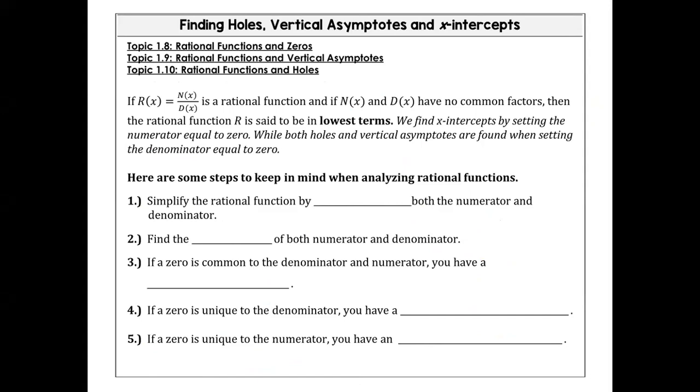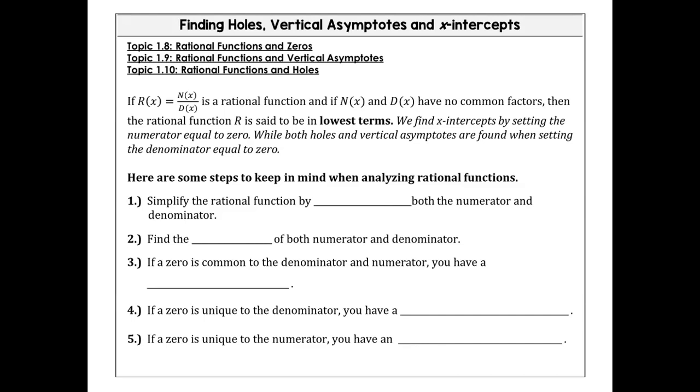So the key thing is a rational function is a function with a variable in the denominator, right? That's the number one thing. It's a function with a variable in the denominator, and all of the powers are positive integers. Yes? All the powers are positive integers.